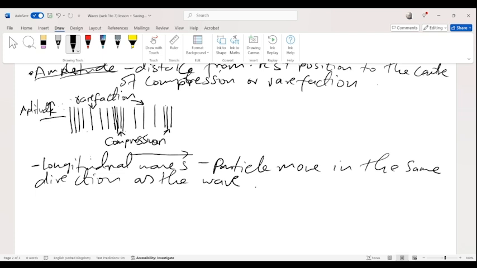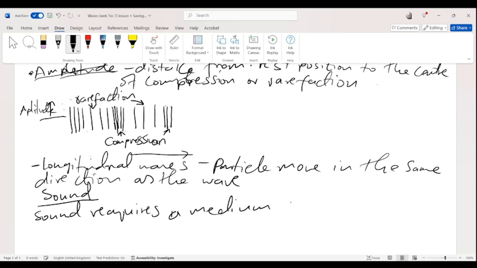Okay, and now let's talk about sound. Now with sound, the speed depends on the medium that it is moving in. Sound always requires a medium to move, meaning it cannot travel in a vacuum or in an empty space. It cannot.